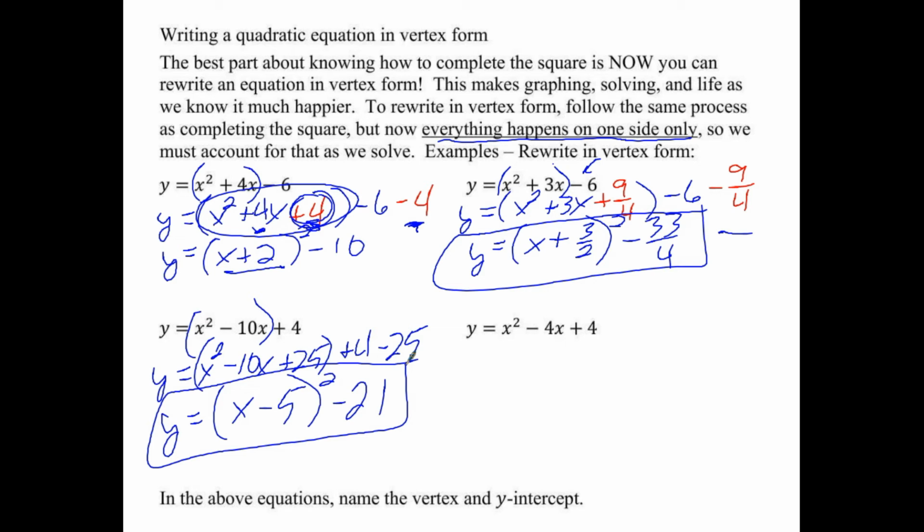However, if we were asked to solve, then we would make y equal to 0. So set the equation equal to 0, and then solve for x. We'd add 21 to both sides, take the square root of both sides, add 5 to both sides. Okay? You can totally solve for x here easily by turning y into 0 and then solving for x. Okay? All right, do the fourth one on your own.